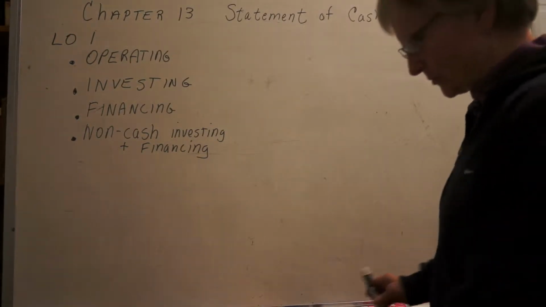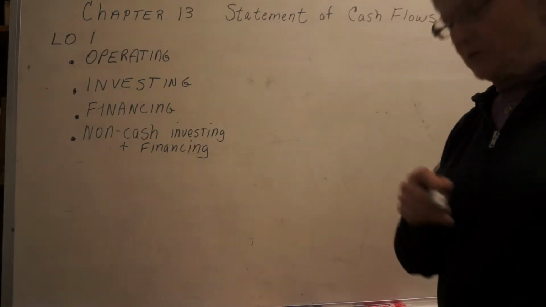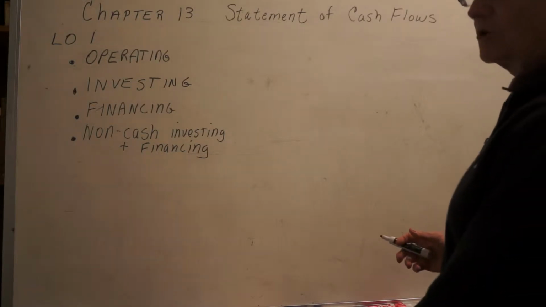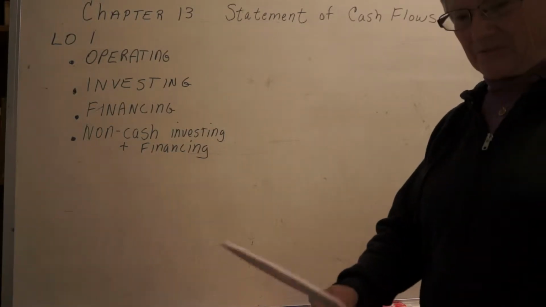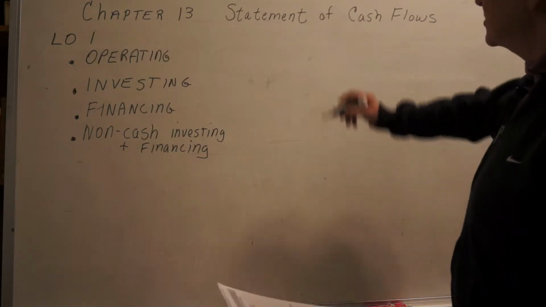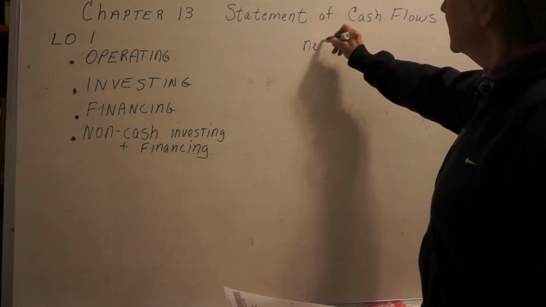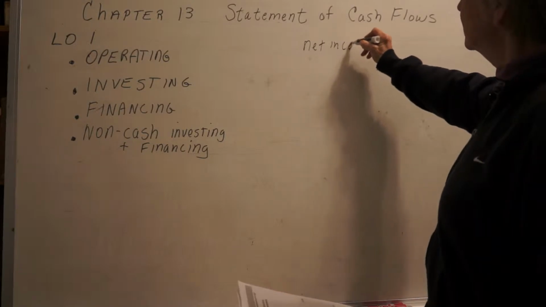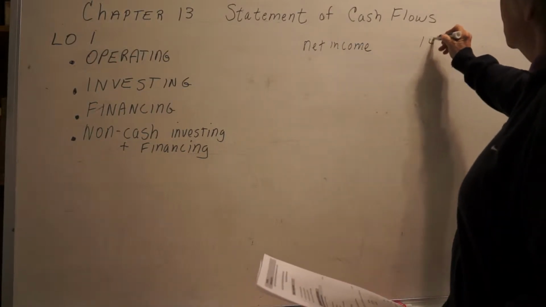Let's start with the operating. And I'm not going to write out the whole thing, but hopefully you're looking at it and we can look at it together. We start with net income for the period. So the net income, and this is in the operating section now, is $145,000.